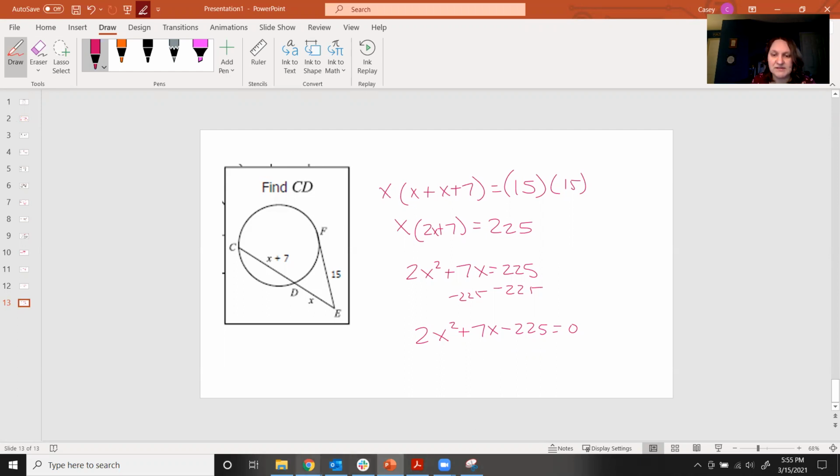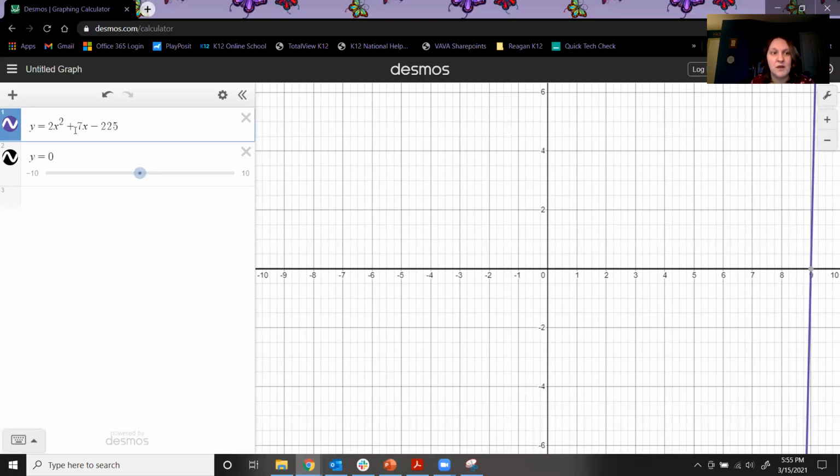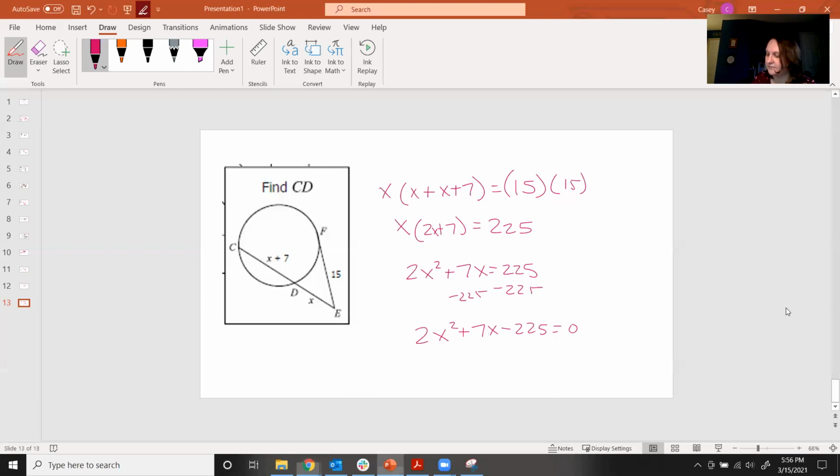I used Desmos, so I entered 2x squared plus 7x minus 225 as one equation, and y equals 0 as my other equation here. Okay. And then I found, where did these two intersect? So I looked on my graph, and here they're intersecting right here at 9, 0. I'm solving for x. My x value is 9, so x equals 9.